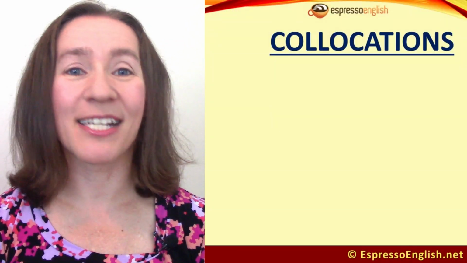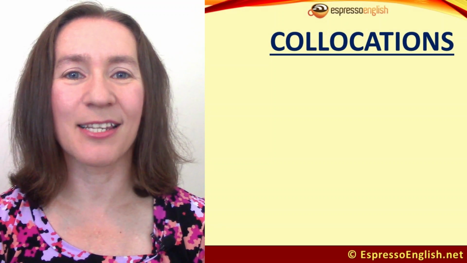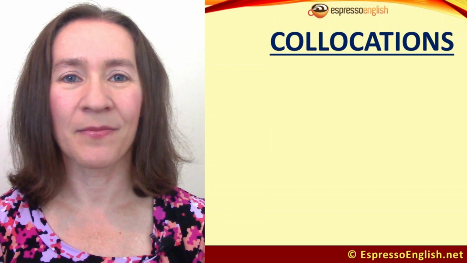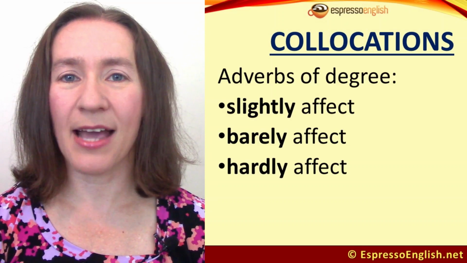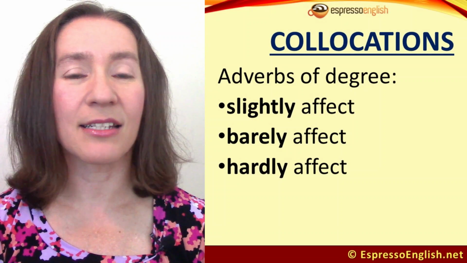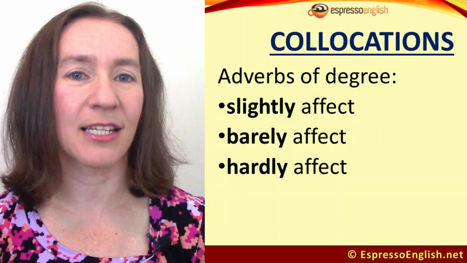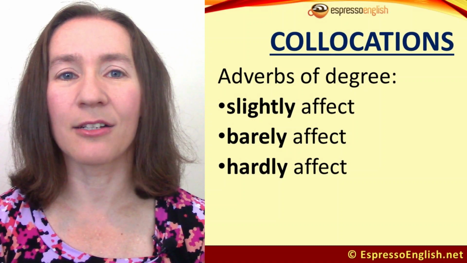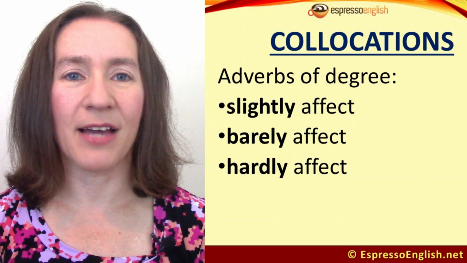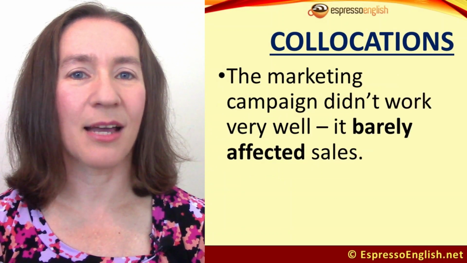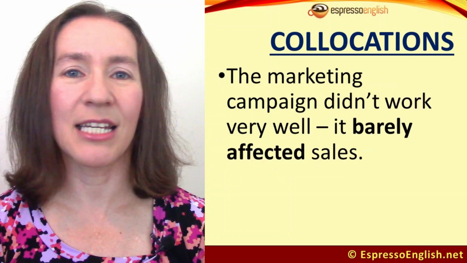Now that you know the difference, let's learn some collocations, some common combinations of words with affect and effect. Collocations with affect, starting with A, often involve adverbs of degree, telling us how much one thing affected another. So if something affects another thing only a little, we can say slightly affect, barely affect, or hardly affect. For example, the marketing campaign didn't work very well.